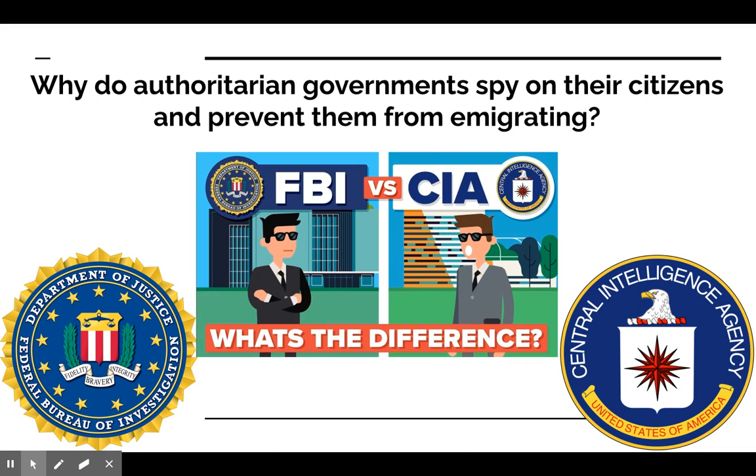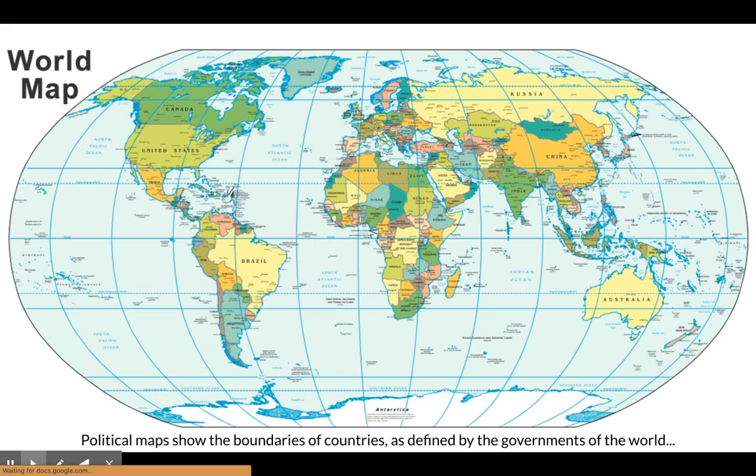Why do authoritarian governments spy on their citizens and prevent them from emigrating? Remember, emigrating is to leave a country. Immigration is to enter a country. So some people confuse those two words. But I think it's important. If you understand, then, our country is broken up into states. So each state has its own jurisdiction.